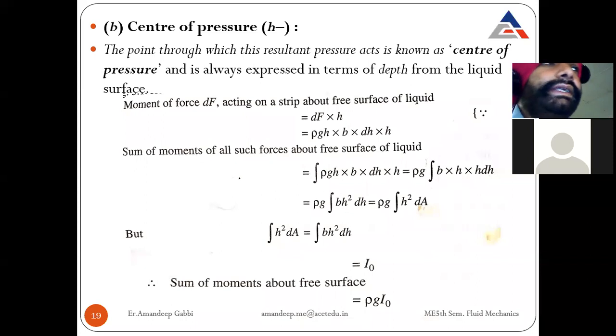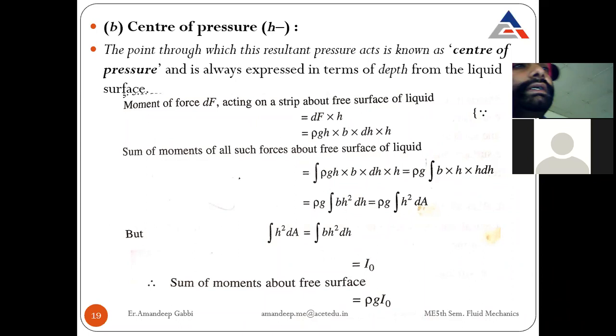As I have told you, center of pressure is the point where the whole pressure that is acting on a particular body is assumed to act. So we have to calculate that particular point. The point through which the resultant pressure acts is known as center of pressure, and it is always expressed in terms of depth from the liquid surface, how far it is from the free liquid surface.